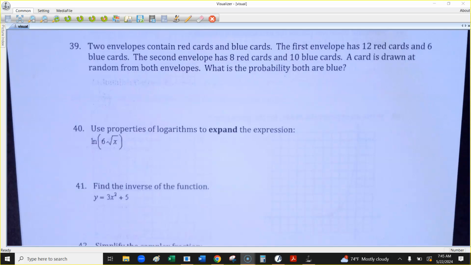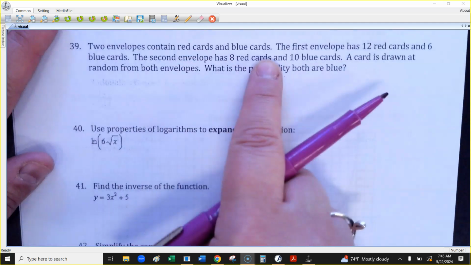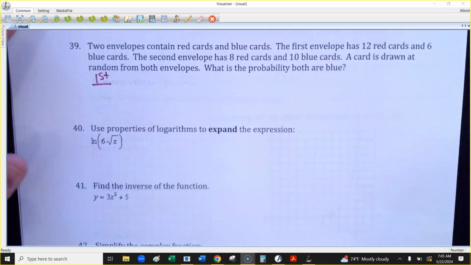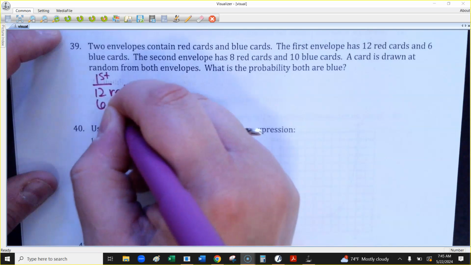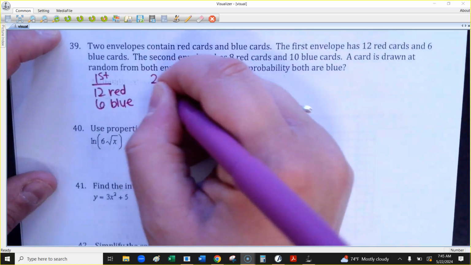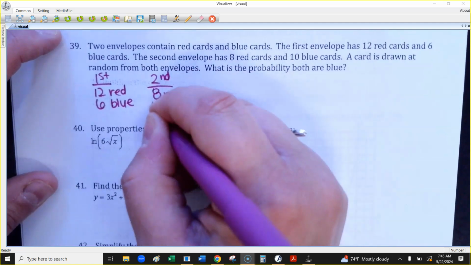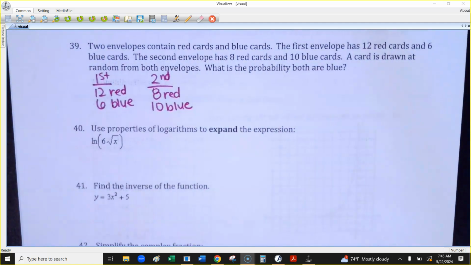And it's a little bit like a probability question. Okay, so it says 2 envelopes contain red cards and blue cards. The first envelope, I'm just going to write this out of the problem here: 12 red, 6 blue. And the second envelope has 8 red and 10 blue. A card is drawn at random from both of the envelopes. How would you calculate the probability that both of them are going to be blue?